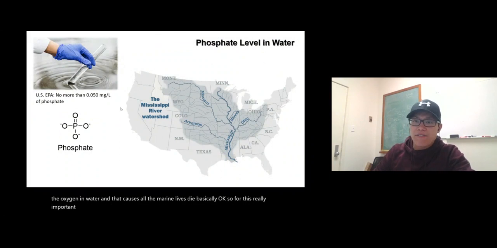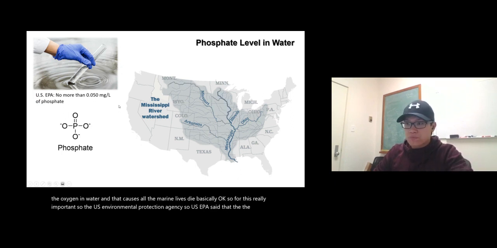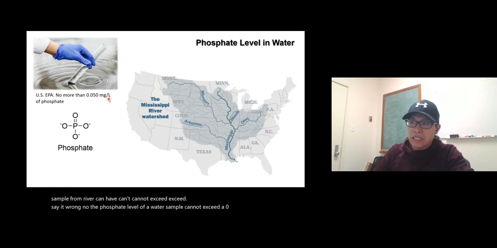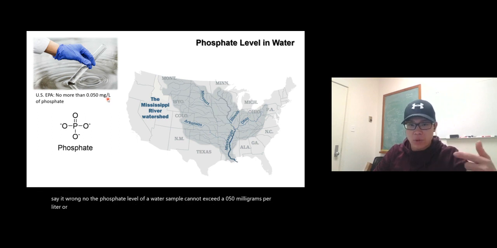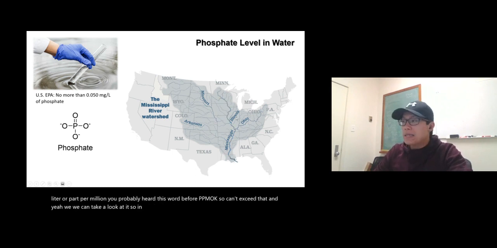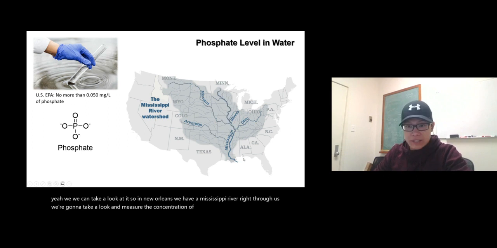So this is really important. The U.S. Environmental Protection Agency, the U.S. EPA, says that the phosphate level of a water sample from a river cannot exceed 0.050 milligram per liter, or parts per million. You have probably heard this word before, ppm. So we can't exceed that. In New Orleans, we have the Mississippi River right through us, and we're going to measure the concentration of phosphate in this water sample.